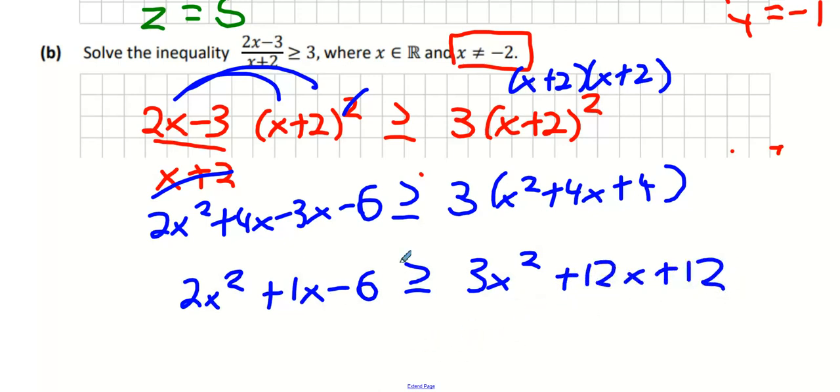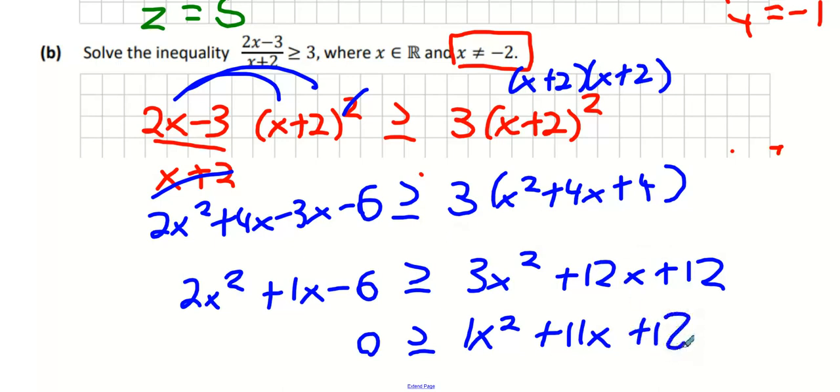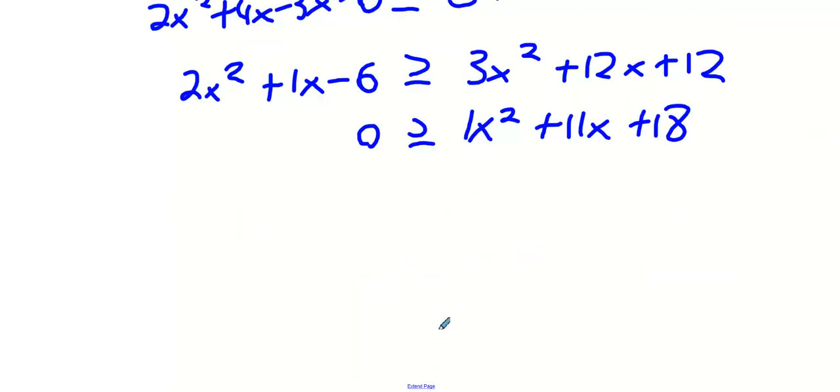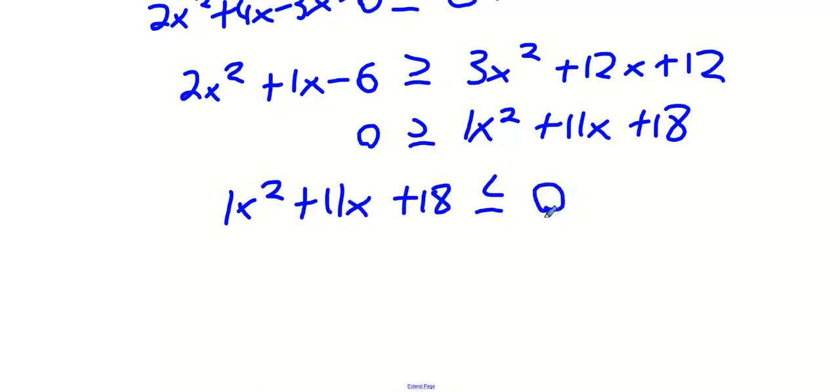Bring it all to one side. I'm going to get 0. I'm going to get 3x squared minus 2x squared, which is 1x squared. I'm going to get 12x, take 1x, which is 11x. And then finally, I'm going to get 12 plus 6, which is 18. Now, in the same way that 8 is bigger than 6, I can reverse that around and say 6 is smaller than 8. So I'm going to reverse this around. So I'm going to say that it's 1x squared plus 11x plus 18 less than or equal to 0.